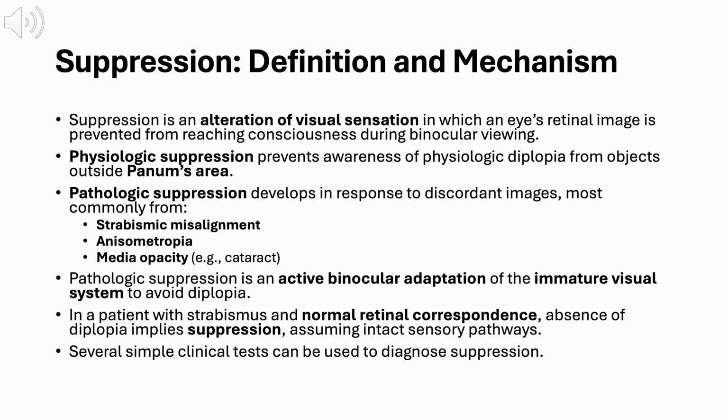This is an active binocular adaptation that only occurs in the immature visual system. In a patient with strabismus and normal retinal correspondence, the absence of diplopia essentially proves suppression, assuming the sensory pathways are intact. Clinically, suppression isn't subtle. We can demonstrate it with simple office tests, which becomes important when evaluating binocular potential and amblyopia risk.